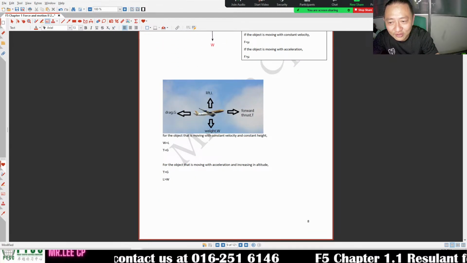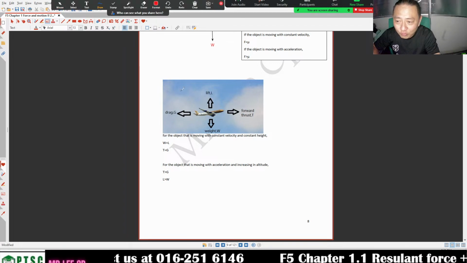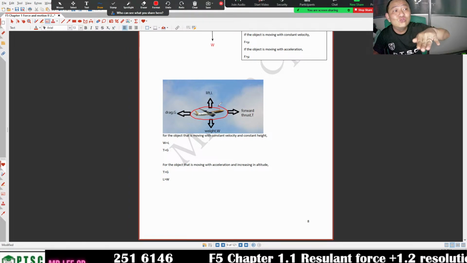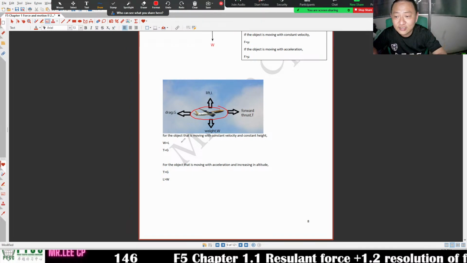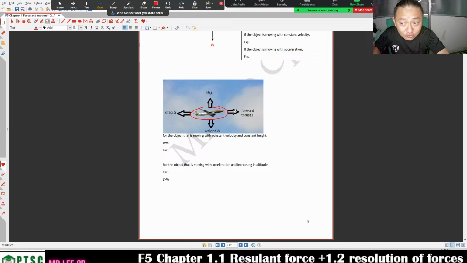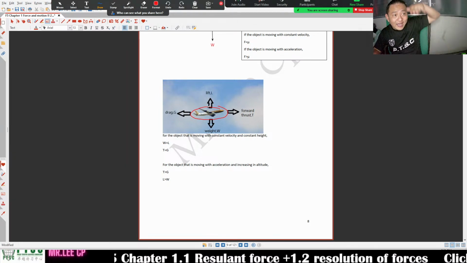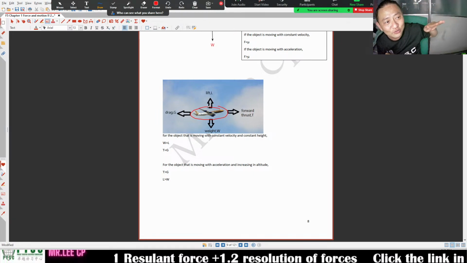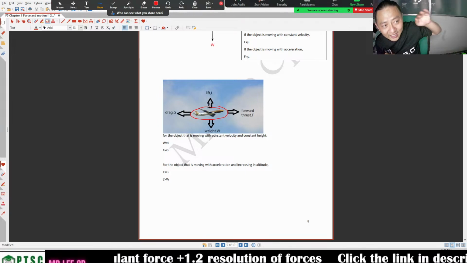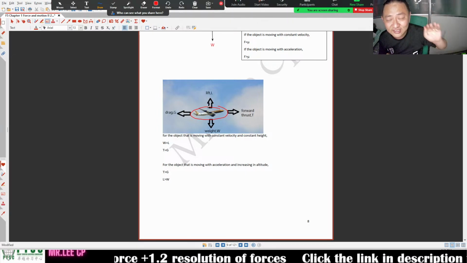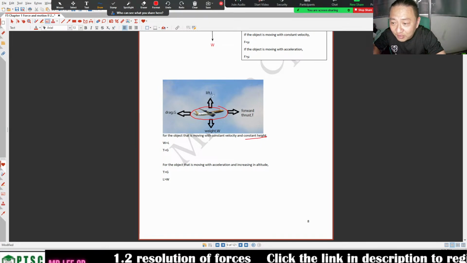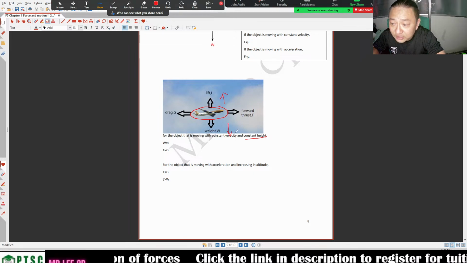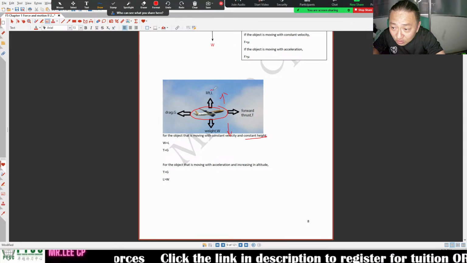So this one is number 4. Now if I've got one aeroplane here, this object is flying, not accelerating. If I say it is constant velocity, constant velocity means it's not going up already. It is constant height. You want to go to KL, you use your airplane. At a certain height, you move with constant velocity and constant height. Constant height means it is not going upward, it is not going downward. So upward and downward will be the same. Upward is called lift force.